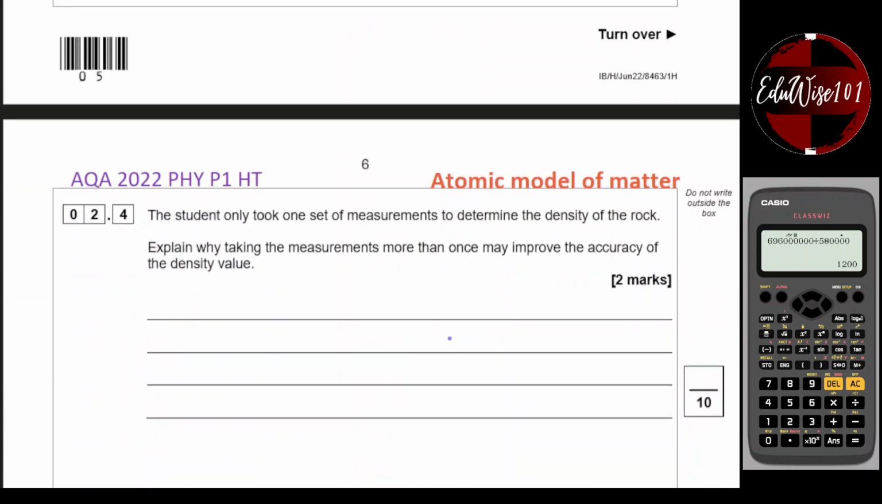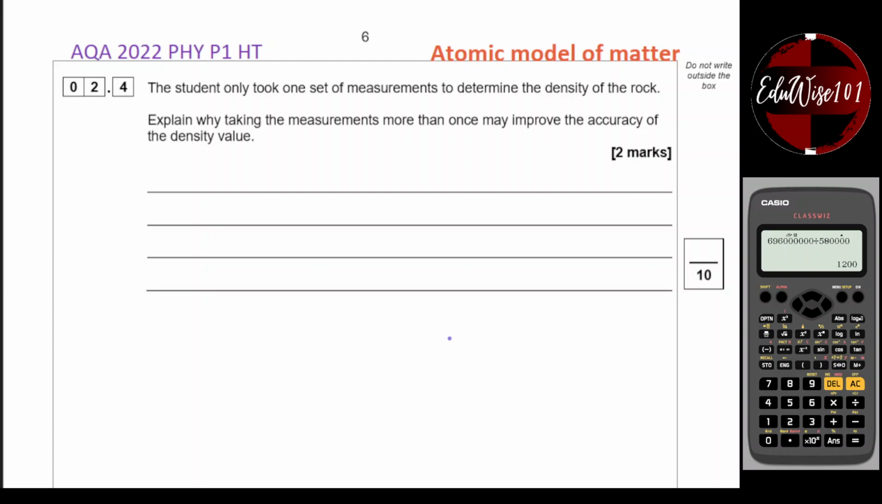Next part, 2.4. The student only took one set of measurements to determine the density of the rock. Explain why taking measurements more than once may improve the accuracy of the density value. Now, how can you improve the accuracy by taking more than one measurement?